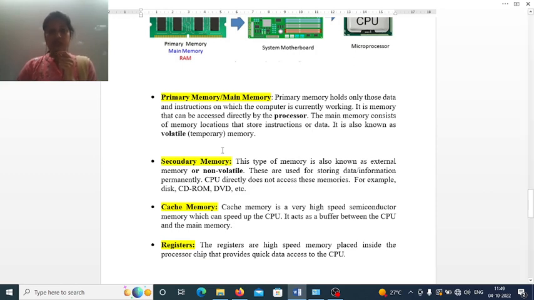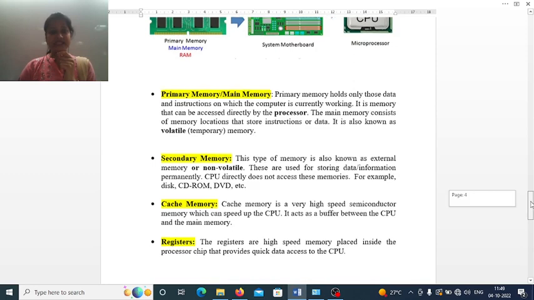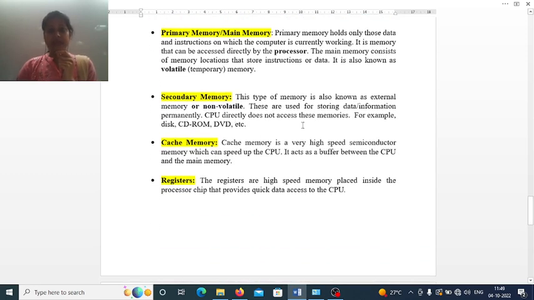The main memory consists of memory locations that are needed to store the data and the instructions. Next is the secondary memory. Secondary memory is a type of memory which is also known as external memory or non-volatile memory. These are used for storing the data and information permanently. But these memories are not directly accessible by the CPU but can be accessed through main memory. Examples of secondary memories are disk, CD-ROM, DVD, etc.